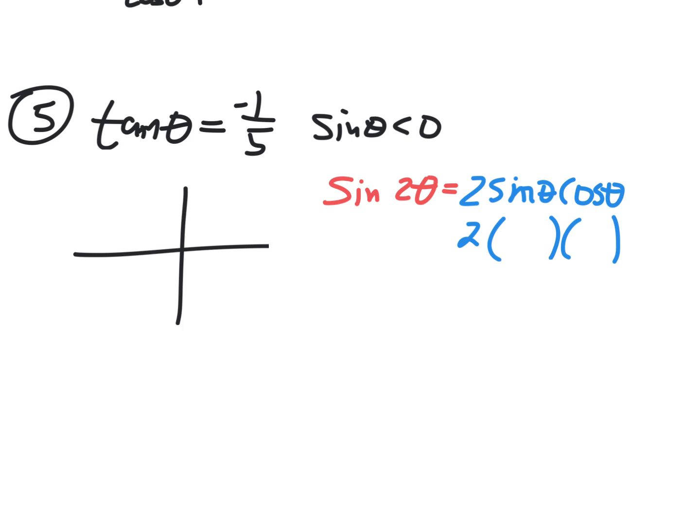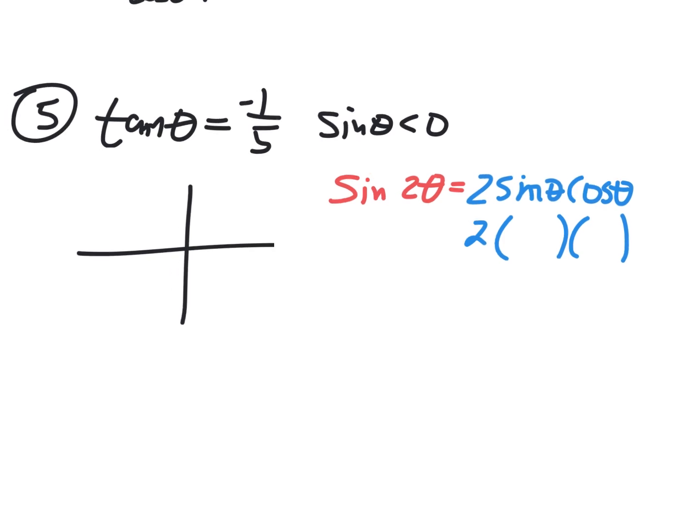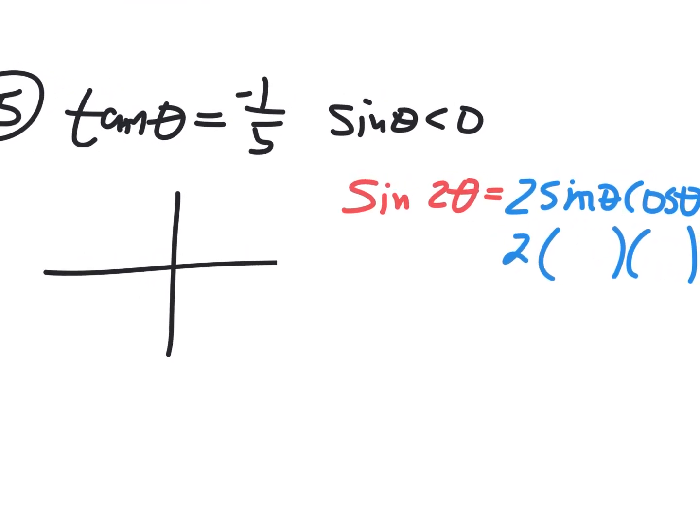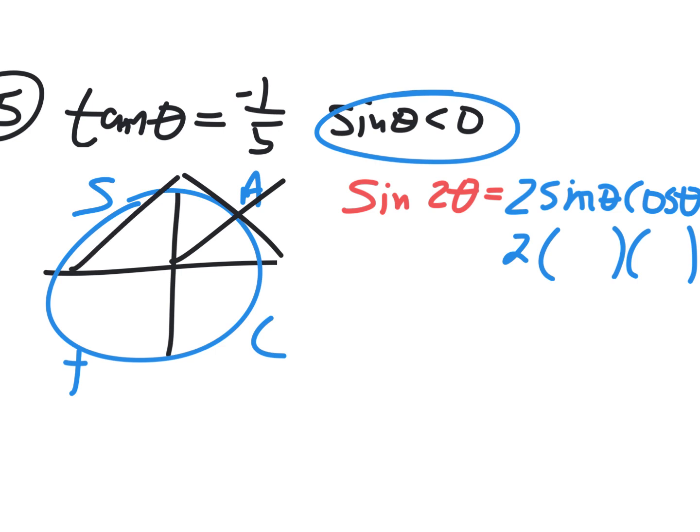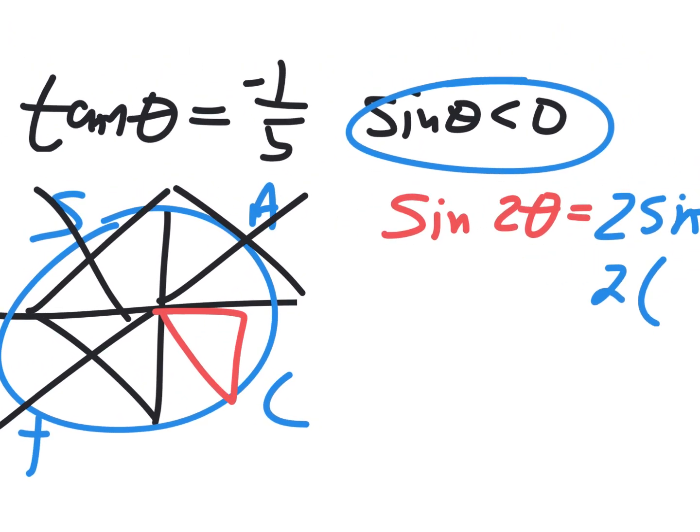Okay, so the final answer for this one. First off, I got to draw it in the right quadrant. All students take calc. So then sine is negative, so then it can't be here and it can't be here. Tangent is negative, so it can't be here. So that means it must be here. And then tangent is TOA, opposite over hypotenuse. And I just did it wrong.